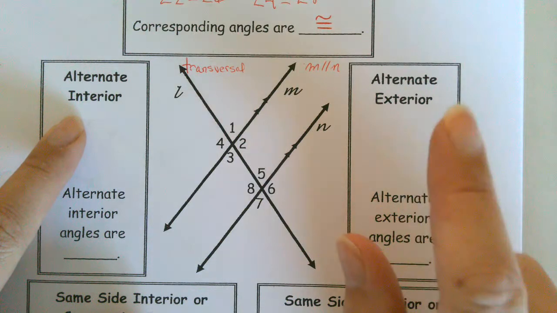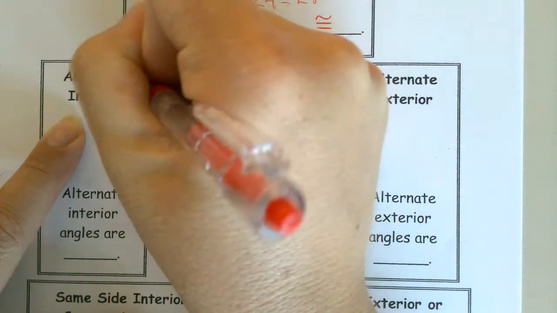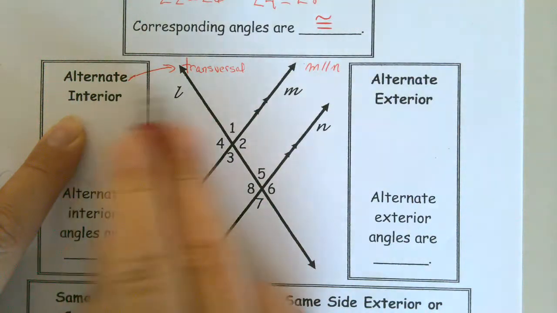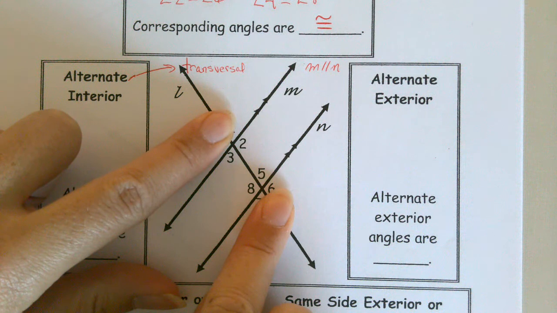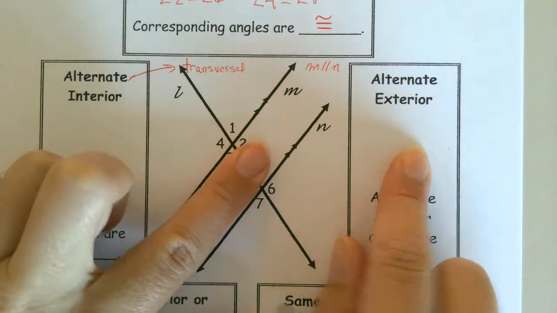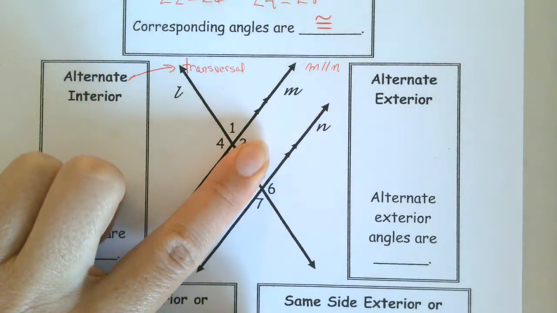In your alternate exterior and alternate interior, when we say alternate, they alternate the transversal. So I'm going to put a little arrow there. They alternate the transversal. Interior are the inside angles. Okay, so 2, 3, 5, and 8. Where exterior, if we cover this up, are the 1, 4, 6, and 7.